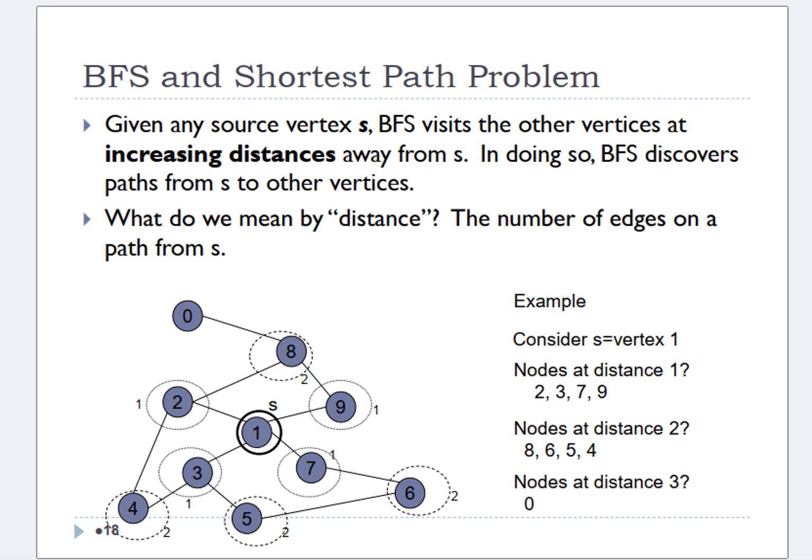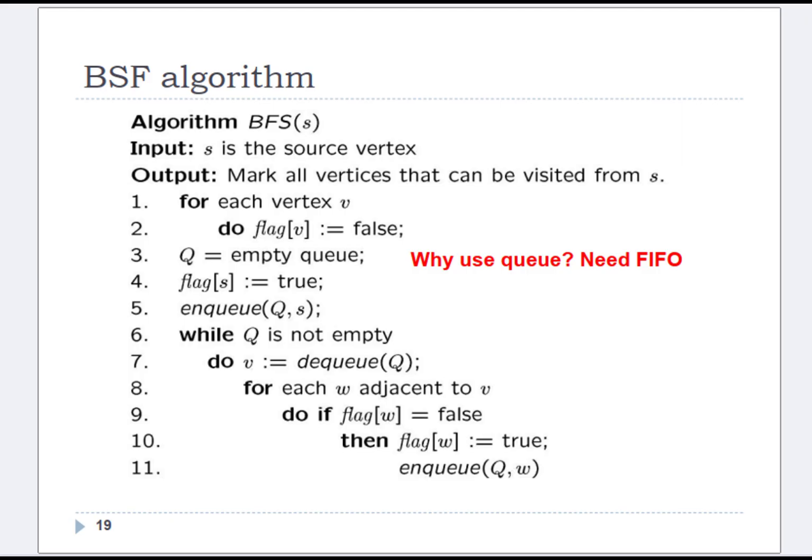17. BFS and the shortest path problem. Given any source vertex s, BFS visits the other vertices at increasing distance from s. In doing so, BFS discovers paths from s to other vertices. What do we mean by distance? The number of edges on a path from s. Example: consider s equals vertex 1. Nodes at distance 1: 2, 3, 7, 9. Nodes at distance 2: 8, 6, 5, 4. Nodes at distance 3: 0.